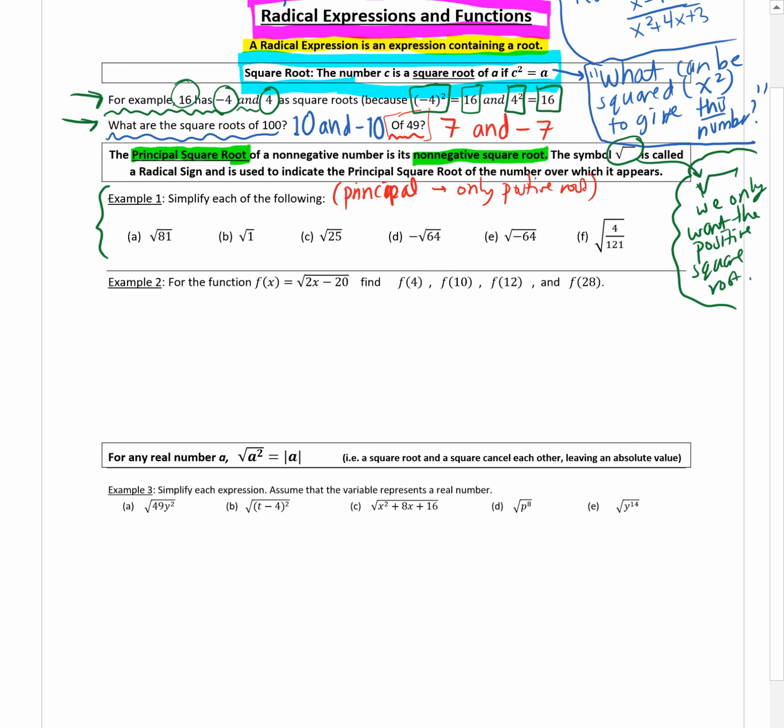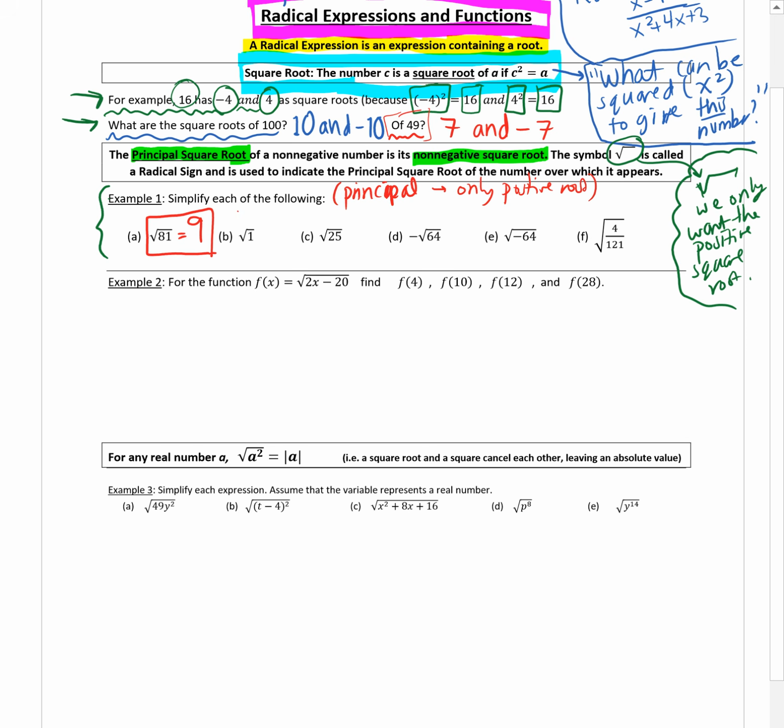Alright, so part A, you're saying, what's the principal square root of 81? So you just have to ask yourself the same thing. What can you square and get 81? That'd be 9, right? Because 9 to the second power is 81. And I would say also negative 9, but I know that they want just the positive answer. So I'm done. That's it.